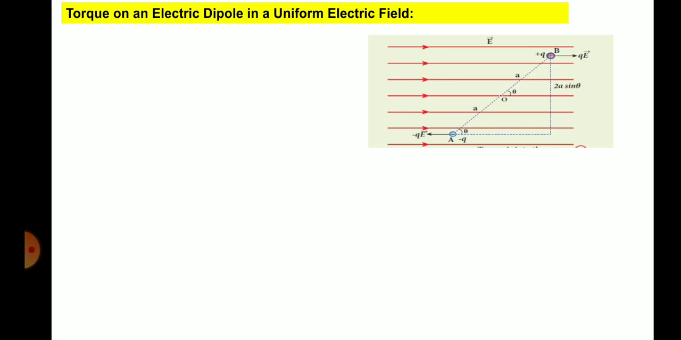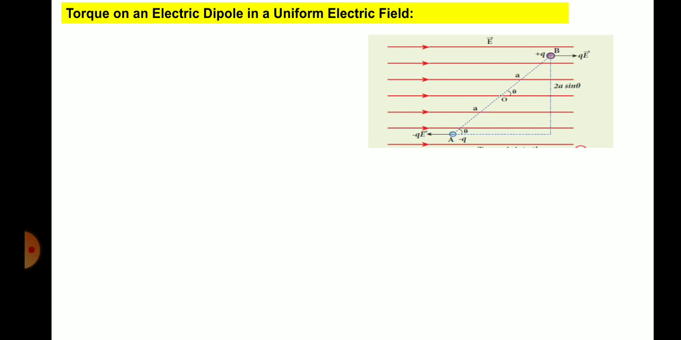Good morning students. In the last two classes we studied the electric field produced by a dipole in an axial line as well as in an equatorial line. In this class we will study what impact is produced on a dipole when it is placed in an electric field. So the first topic: the electric dipole in a uniform electric field.